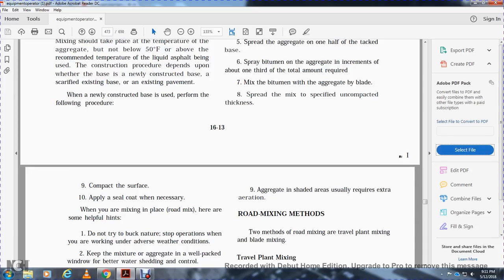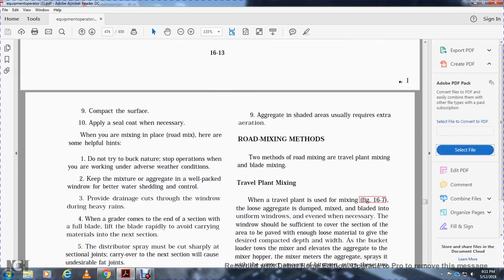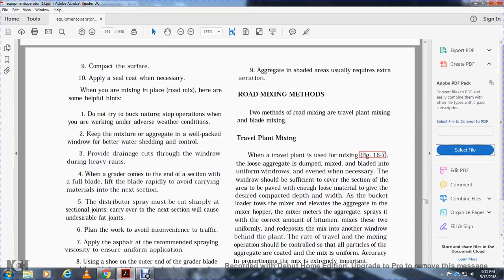Apply the seal coat when necessary. When mixing with the blade for road mix, here are some other helpful hints. Do not try to break the operation for the night, and do not stop the operation when working under adverse weather conditions. Keep the mixed aggregate in a well packed windrow, with better watering, shaping, and control provided during cuts through the windrow in heavy rains. When the grader comes to the end of the section of the full blade, lift the blade rapidly to avoid carrying the material into the next section.